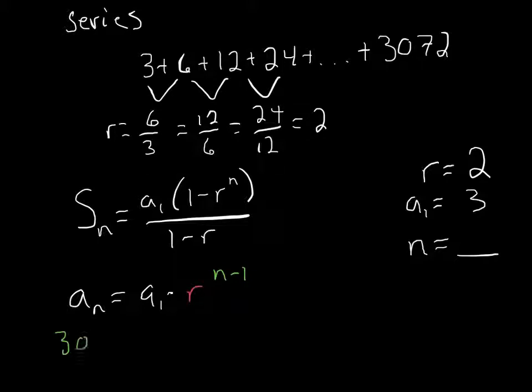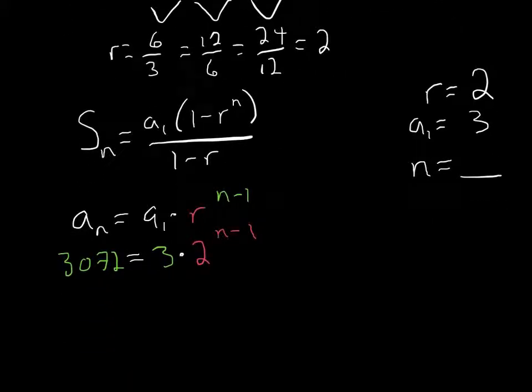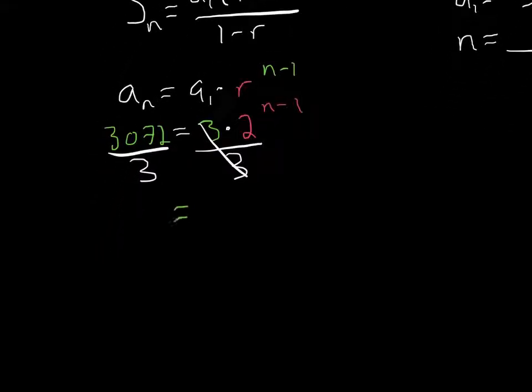So 3072 is equal to my a sub 1, the first term, which is 3, times my common ratio, which we know is 2, to the power of n minus 1. Now if you look at this, we have an equation with only one variable. We have n, but it's in the exponent. So remember, to solve for variables that are in the exponent of a term, we have to use logarithms. But before I do that, I need to get rid of that 3 out in front of the 2. So I'm going to divide both sides by 3, and I'm going to get 1024.